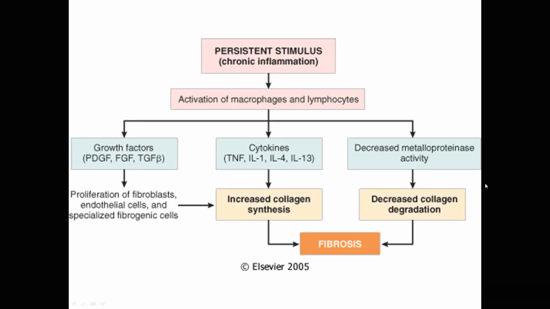Let's now summarize the mechanism, the pathogenesis of the chronic inflammatory response due to the persistent inflammatory stimulus. Long-term activation of macrophages and lymphocytes accompanied by release of growth factors, cytokines, and decreased metalloproteinases. The growth factor activity will cause proliferation of fibroblasts and endothelial cells, angiogenesis, while cytokines will interact with the increased collagen synthesis and thus cause deposition of collagen fibers. Fibrosis, this is the hallmark of the chronic inflammation.